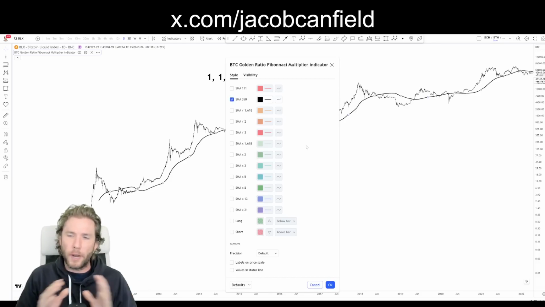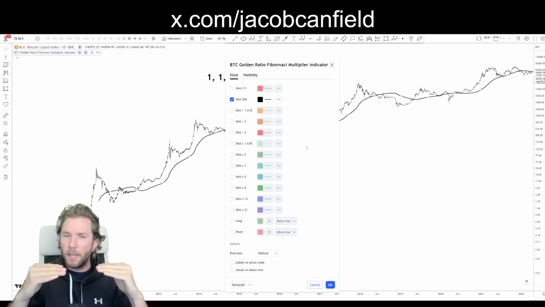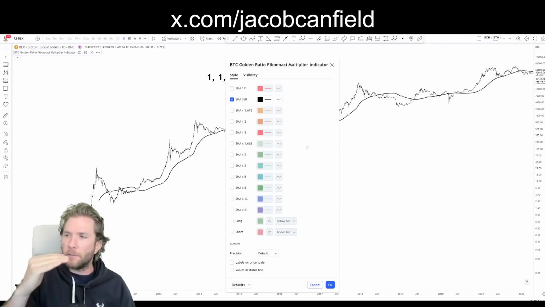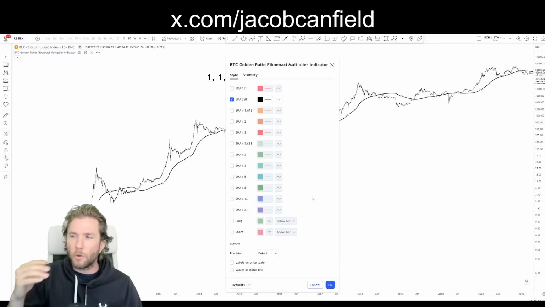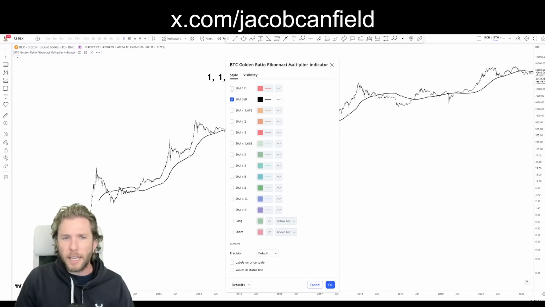Now what the golden ratio multiplier does is it takes this moving average and multiplies it by different Fibonacci numbers in the sequence. So you've got 2, 3, 5, 8, 13, 21. These are the ones that we're going to be using, okay? And then we're going to get into the 111 and the 350 and how you use that to find our cycle top. That's going to be later on in the video.